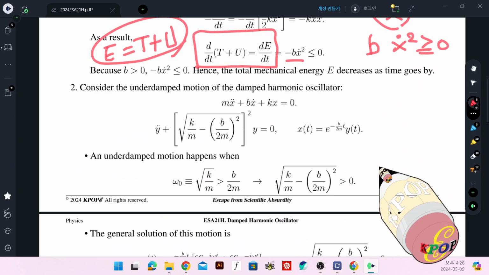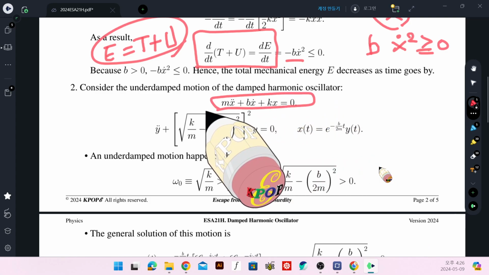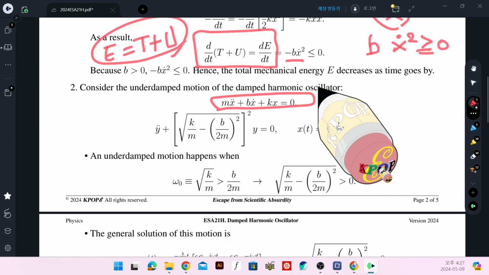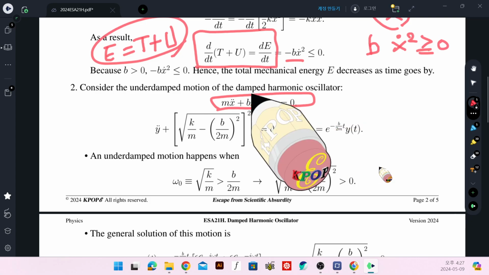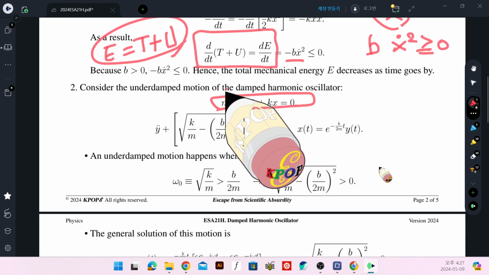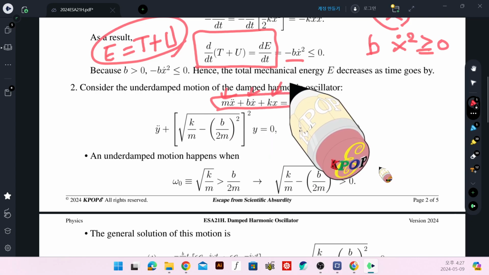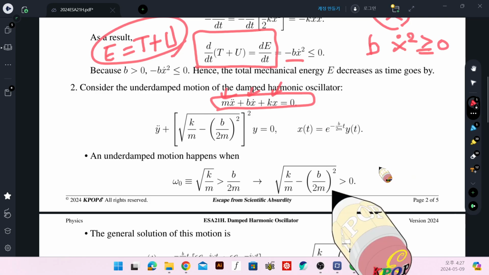Okay, next we solve this equation of motion for the damped harmonic oscillator. In the previous class, we made use of completing the square to reduce the arbitrary second-order linear differential equation with real coefficients into this form.